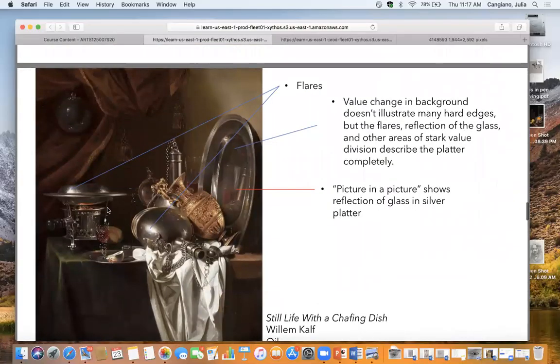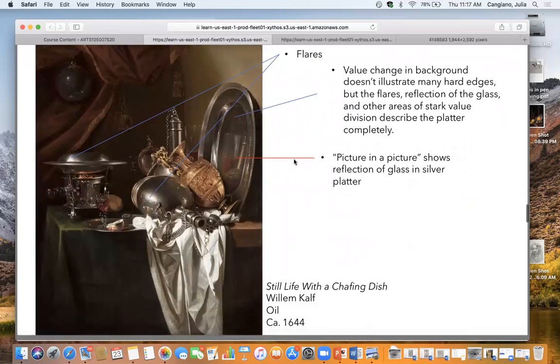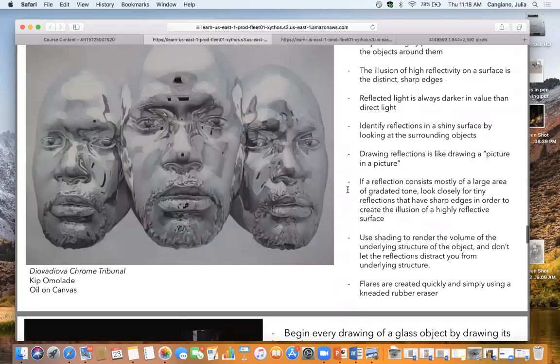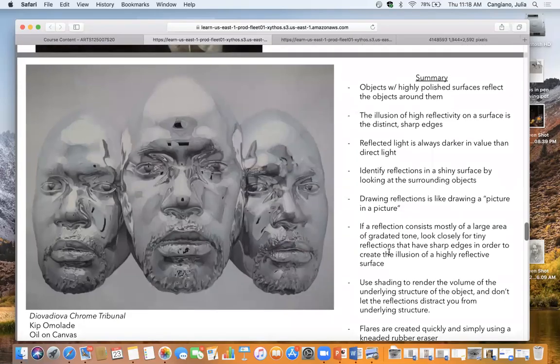Here are a couple more examples of Willem Kalf and some flares that are happening in his paintings. I did point out the picture in a picture shows this glass here, and you can only see part of it here. It's somewhat obscured, but the fact that we can see this really clearly in a reflection really gives that mirror finish weight.